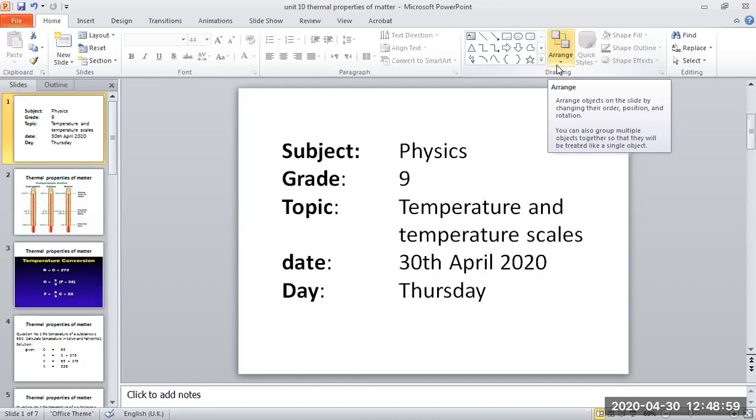Today we start our topic, temperature and temperature scales. This is our unit 10, but our syllabus finished up to unit 9. This is only one extra topic that we will start in chapter 10. Now let us start with the different kinds of temperature.